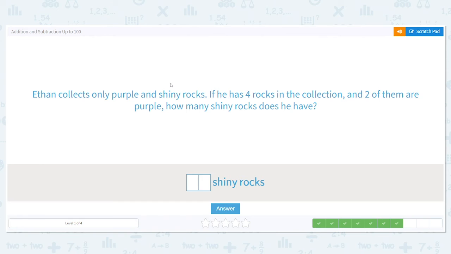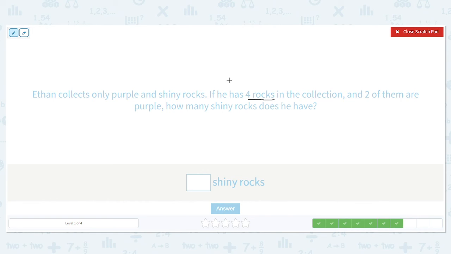Let's try another one. Ethan collects only purple and shiny rocks. If he has 4 rocks in the collection and 2 of them are purple, how many shiny rocks does he have? Ooh, this is interesting. Okay, let's work it a little bit differently this time. This time we know the total number of rocks. He has how many total rocks? He has 4 rocks. Okay, we know the total.